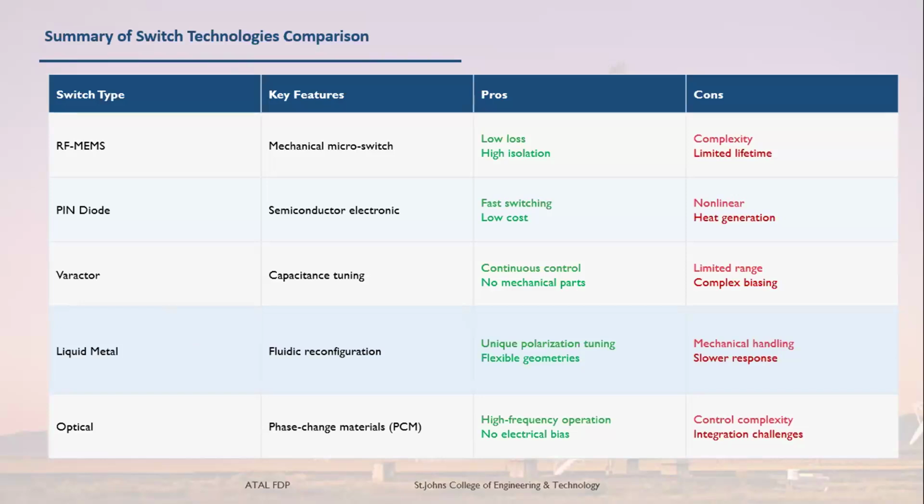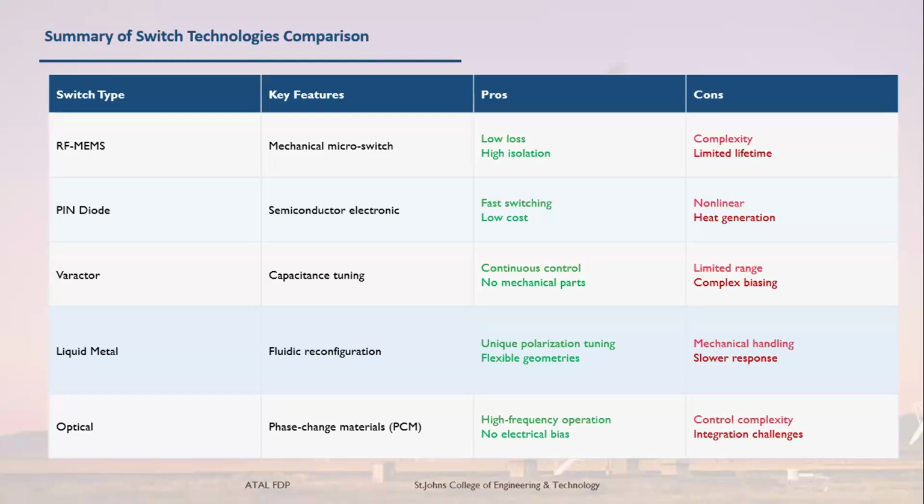Look at the varactor diode. Continuous control is possible, and no mechanical parts. What is the disadvantage of varactor diode? Limited range. Biasing is very difficult. Liquid metal, unique polarization, that is a unique feature. Flexible geometries, but mechanical handling, slower response. As soon as I inject the fluid, you don't see the response immediately.